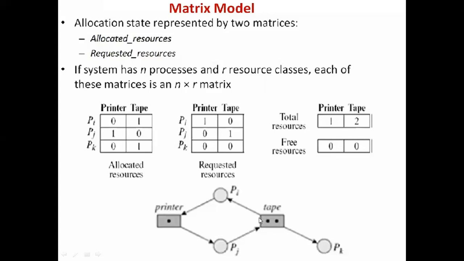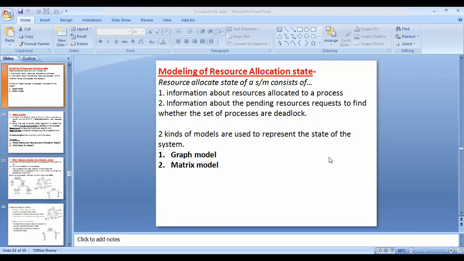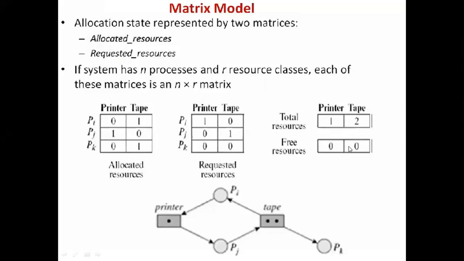And even though we have here the two resources of tape drive, one gets allocated to process PI, and the second resource is allocated to process PK. Hence, this is also 0, 0. Hence, no free resources are available in the system.